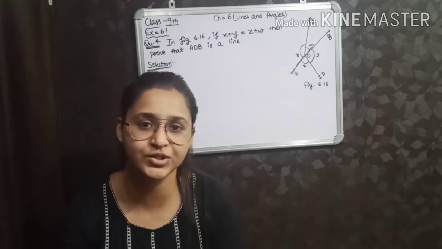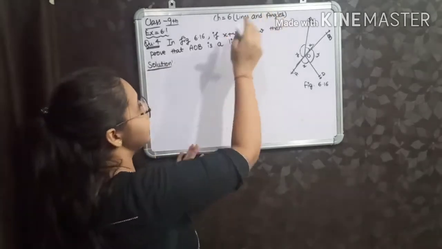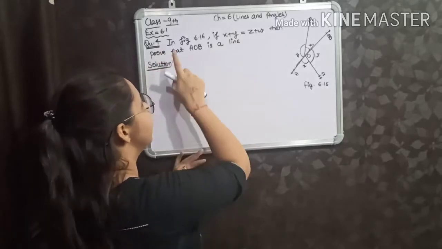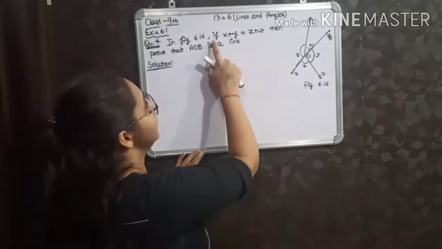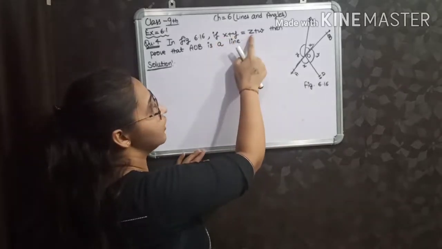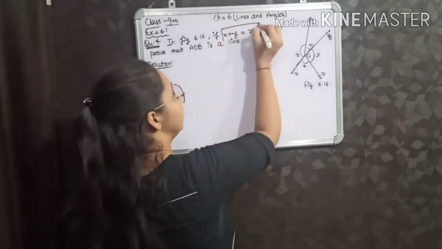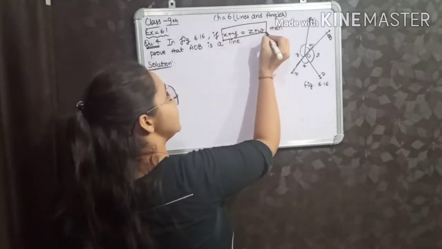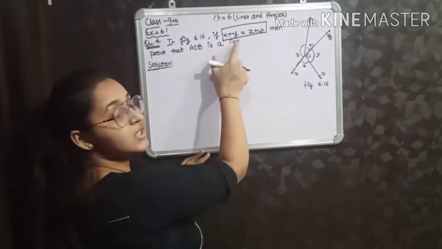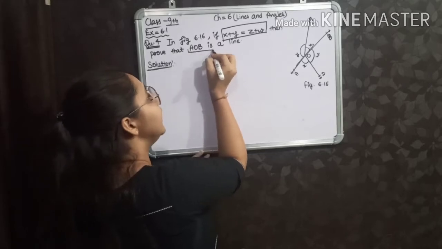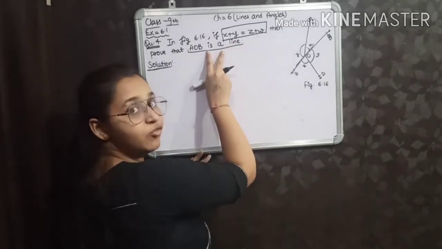Let's discuss question number 4 of exercise 6.1, chapter 6, Lines and Angles. Question 4 is: in figure 6.16, which is the given figure, if x plus y is equal to z plus w, this is the given condition, then prove that AOB is a line. We have to prove that AOB is a line.